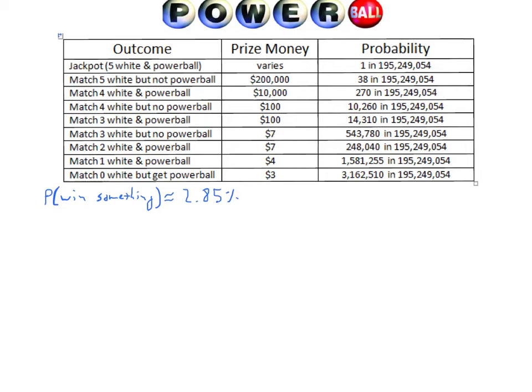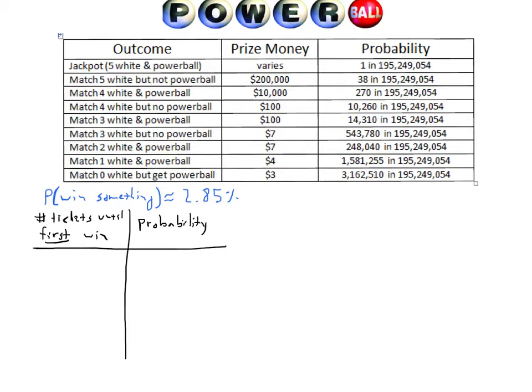Hello there. We're going to continue on with the Powerball question. The probability, as we saw in the previous slide, of winning something on any given Powerball ticket is about 2.85%. I actually stored the whole number in my calculator, so I'm going to be using the exact form and not this rounded one. And I'm going to start by creating a weighting table.